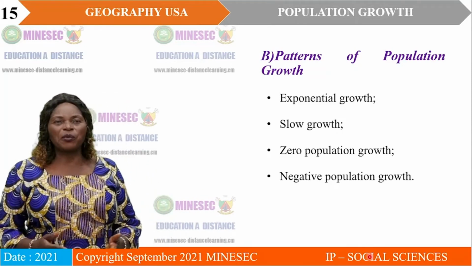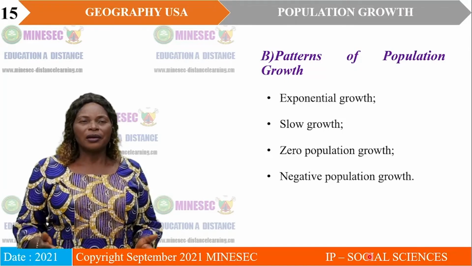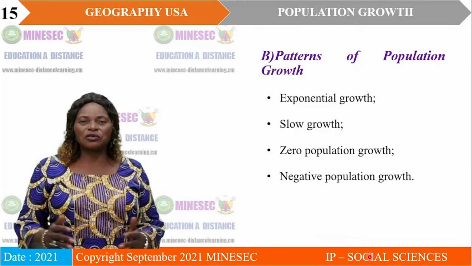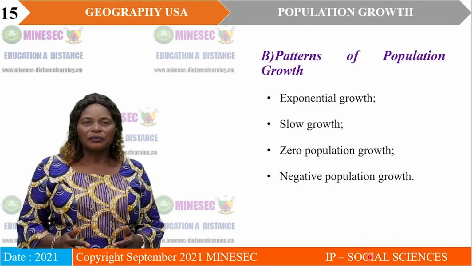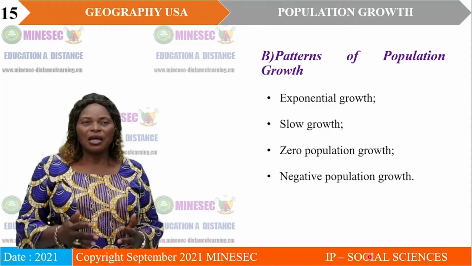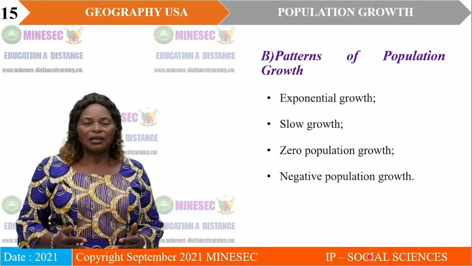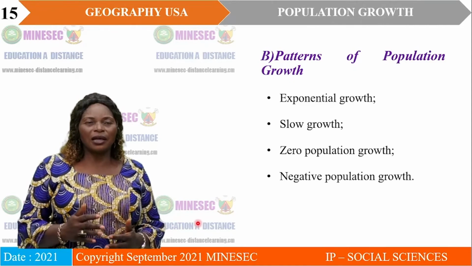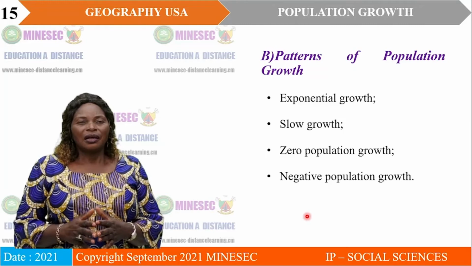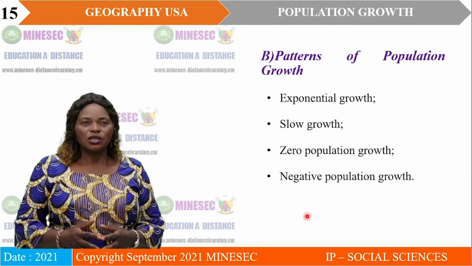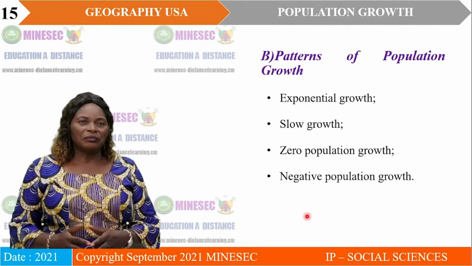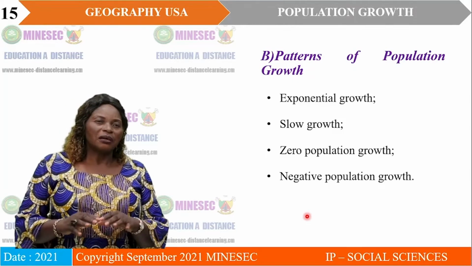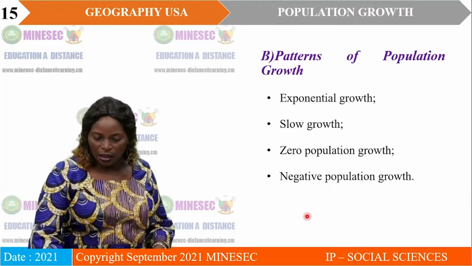Lastly, we have negative population growth. This is a situation where deaths are more than births, but these are always at a low level because it is characteristic of developed countries. Deaths and births fluctuate between 8% and 12%. Births are between 8 and 10%, and deaths are between 10 and 12%. So the population is declining. Now, what we should note here is that even when there is negative population growth, there is migration, and so population increases a bit.